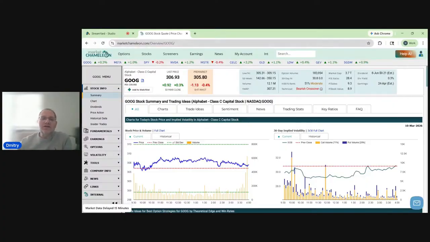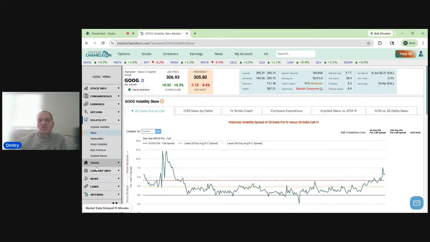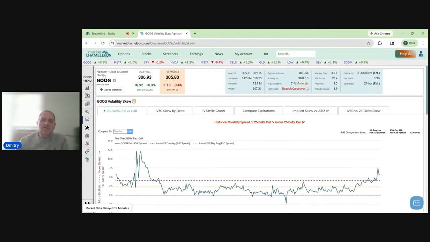On the left-hand side, we're going to go under the menu. We're going to click on volatility and then click on skew. And this will bring us to a page that analyzes implied volatility skew for Google. I'm going to click on this menu to minimize it, expand our screen. And up top, we have these different menu items. What we're going to do is click on IV Smile Graph.